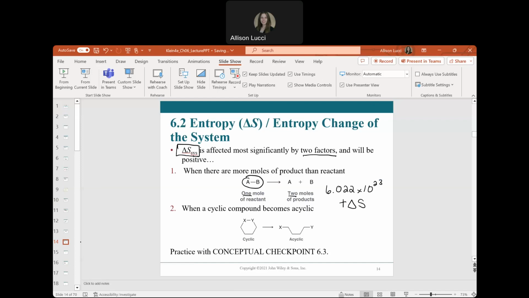Then we have our second factor down here, where we start with a cyclic molecule, which is in a ring form. So it's more ordered than what we see over here with our product, which is an acyclic product. So as a cyclic compound becomes acyclic, we would see a positive increase in entropy. This is due not to the number of molecules increasing, but to the degrees of freedom, or the microstates, that could result from the structure changing its shape.